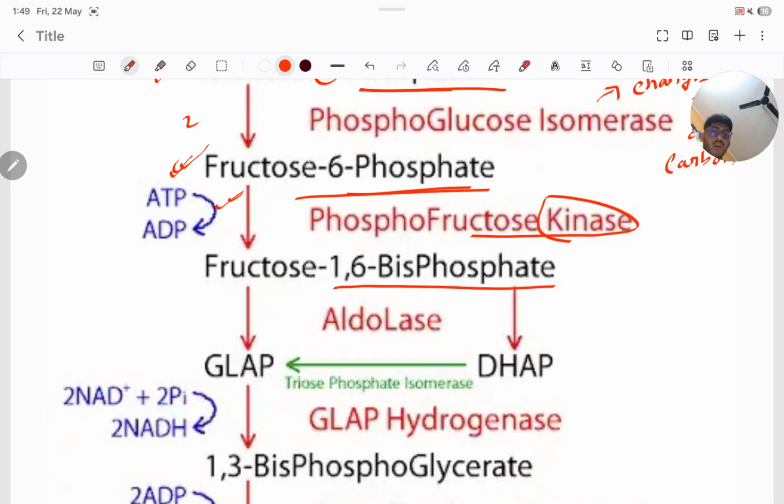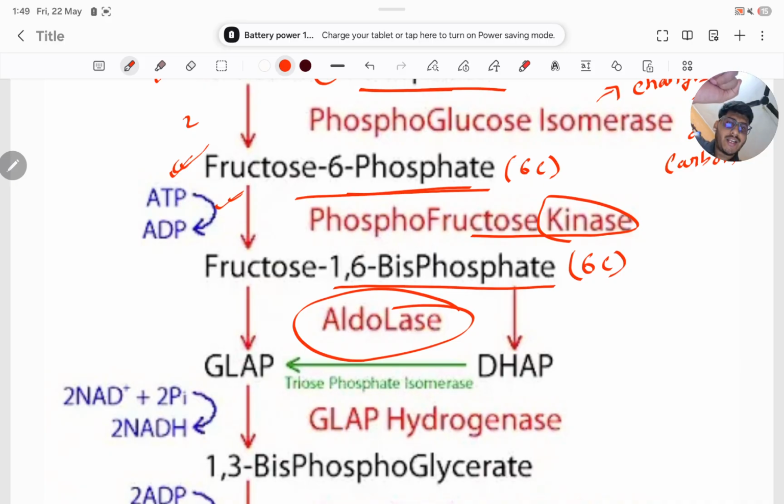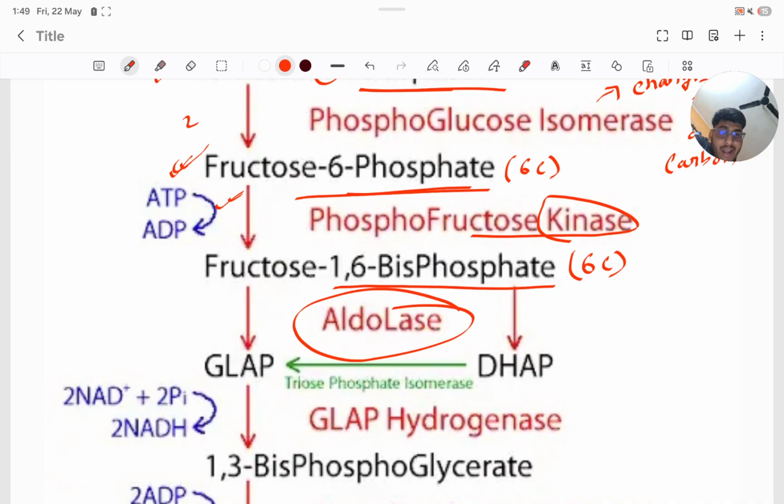Phosphofructokinase changes it to fructose 1,6-bisphosphate. Then comes one enzyme named aldolase. Till now it was a 6 carbon compound. All these are 6 carbon compounds, there are 6 carbons altogether. The aldolase enzyme breaks them into two parts. One is GAP, one is DAP: glyceraldehyde phosphate and dihydroxyacetone phosphate.